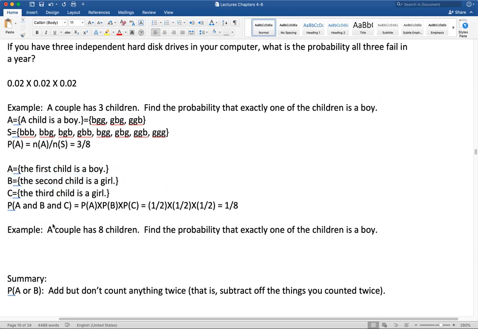Okay, so now a couple has 8 children. Find the probability exactly one of the children is a boy. Okay, so now then what? Then we find out what?